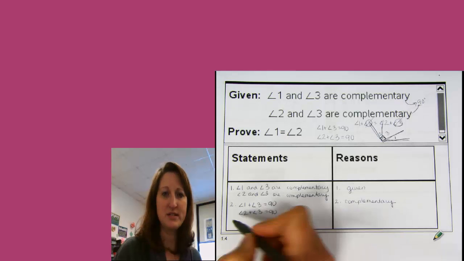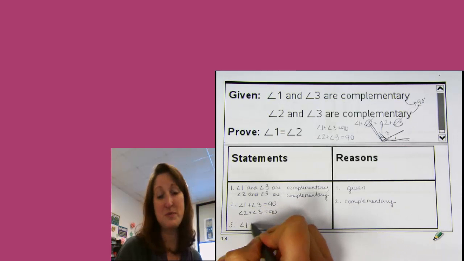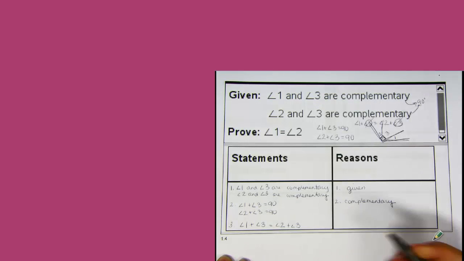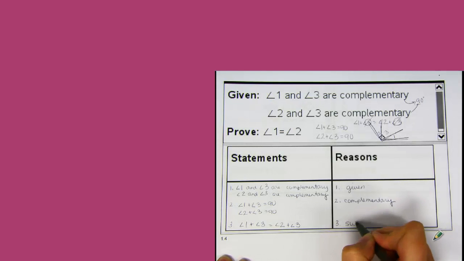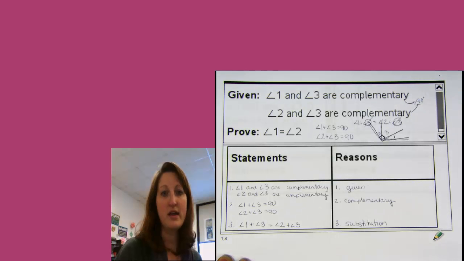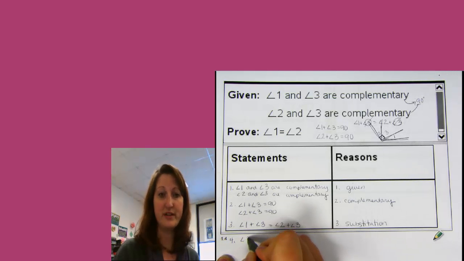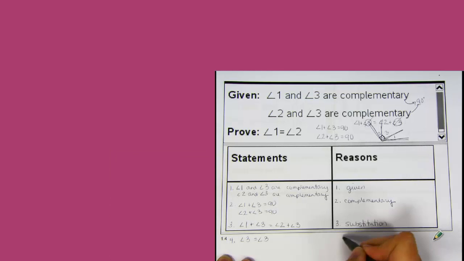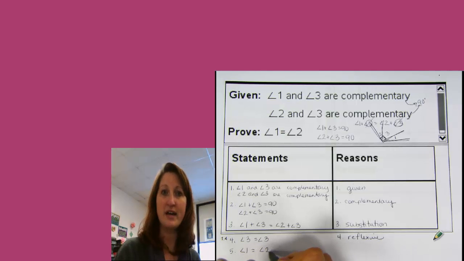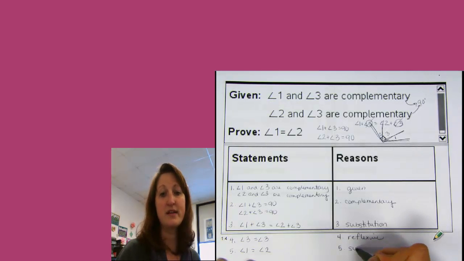Then if they're both equal to 90, we can say they're equal to each other. That would just be substitution. And then we notice that angle 3 is on both sides, so angle 3 is equal to itself. That's reflexive. And then if you take 3's away from both sides, you're left with angle 1 equals angle 2, and that's subtraction.